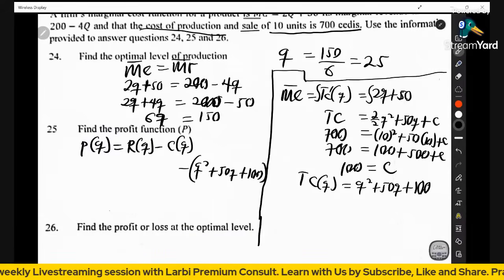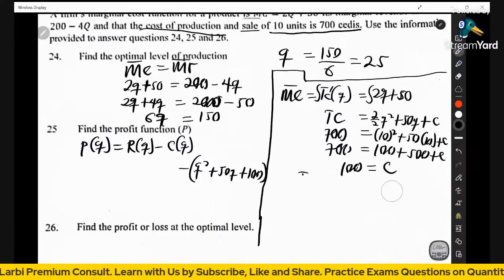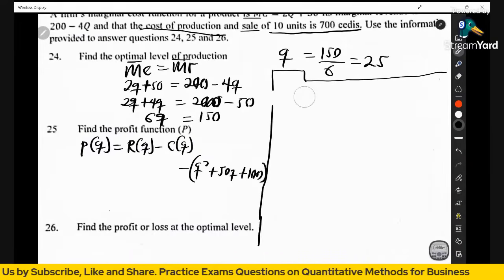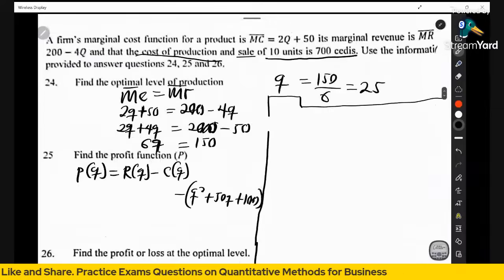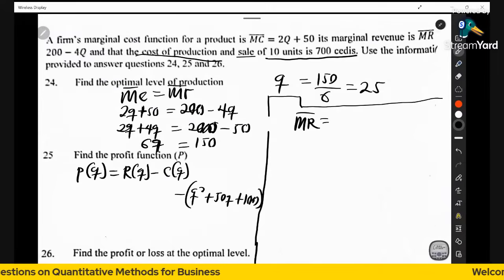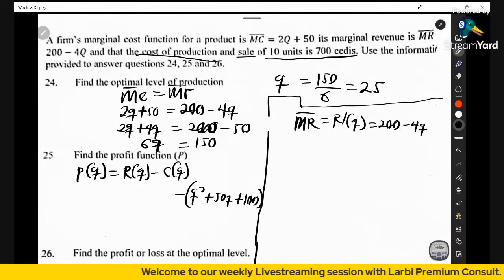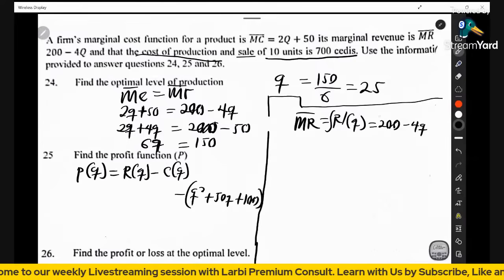Then let's get back to the revenue function. Let me have some space for it, so I'm going to clean this to have some space. For the total revenue, we're going to do the same thing. We have our marginal revenue being the R prime of Q, and that was 200 minus 4Q. In this particular case, we just have to integrate this.